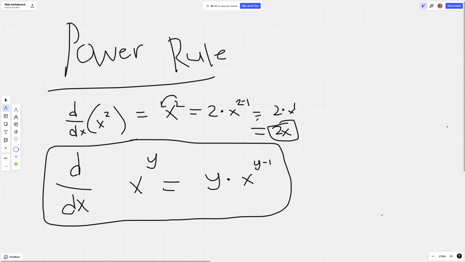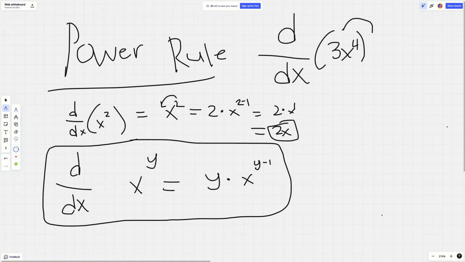Okay, let's look at another example. What if we wanted to find the derivative, or d over dx, of 3x to the power of 4? Okay, that's still pretty simple. Bring the 4 down, multiply it with 3, and so we get 3 times 4 times x to the power of 4 minus 1. This is equal to 3 times 4 is 12, times x to the power of 4 minus 1 is 3. This is equal to 12x cubed.